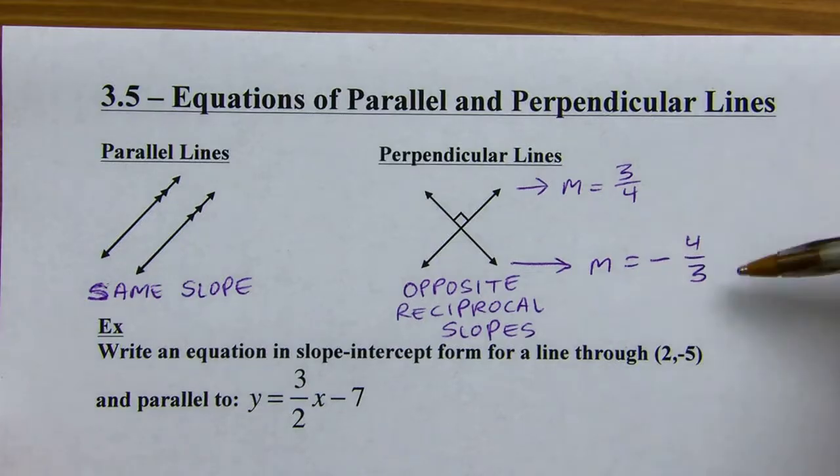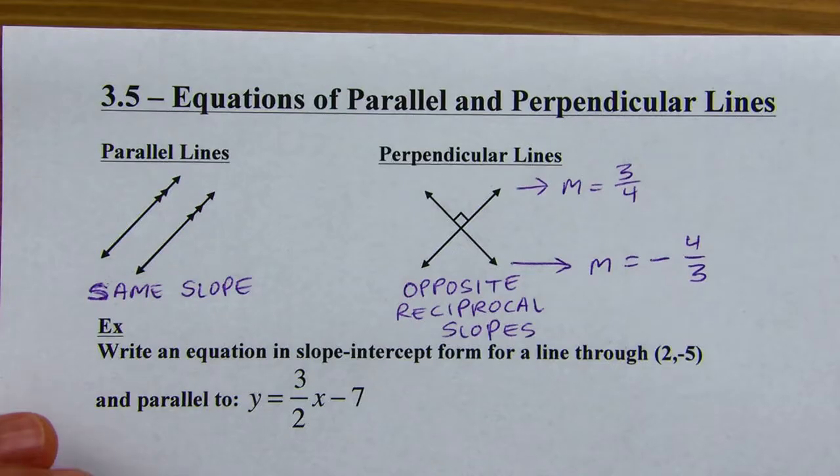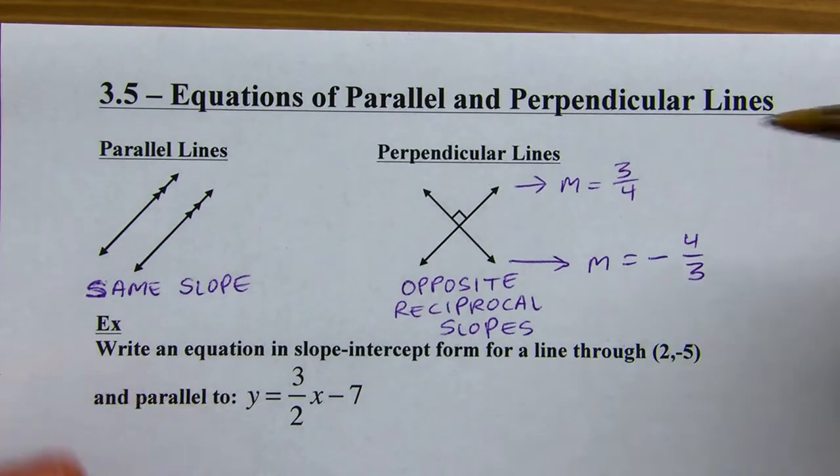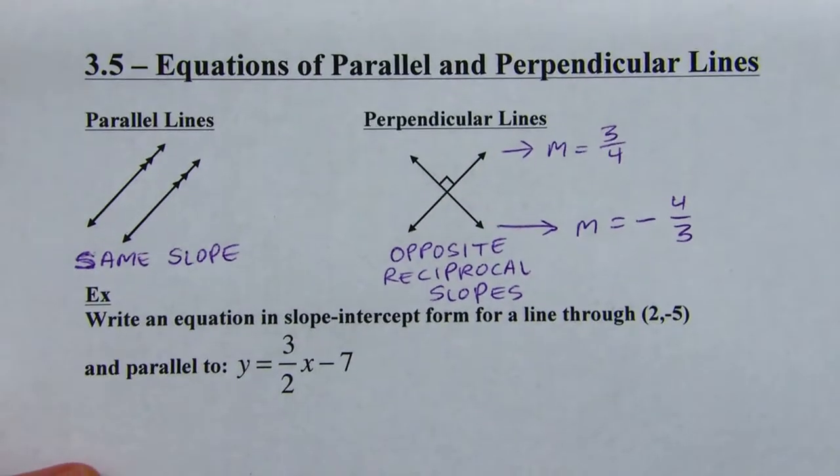Okay, when you multiply these together, the product is -1, as you get -12 over 12, and that's always going to happen with opposite reciprocals, like 2/3 and -3/2. If you multiply those together, the product is -1. But just change the sign and flip the fraction, and you'll have an opposite reciprocal.